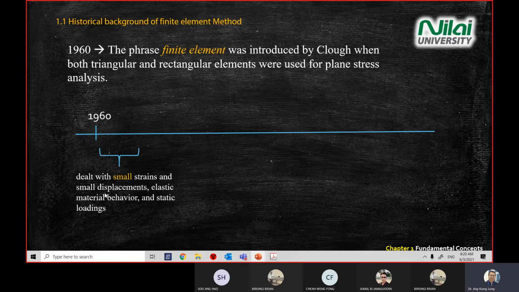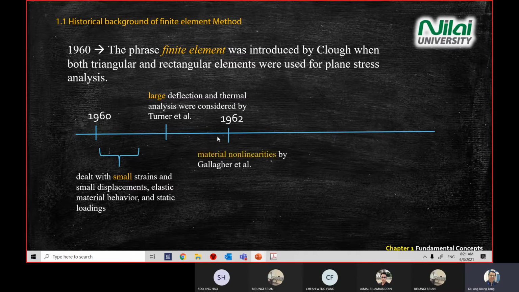So as you can see, I draw a time frame here. In 1960, people start to try analyzing small strain, because they start developing some mathematical models. And then from small strain, people start to look at large deflection, and thermal analysis starts to be considered by the scientists and the engineers.